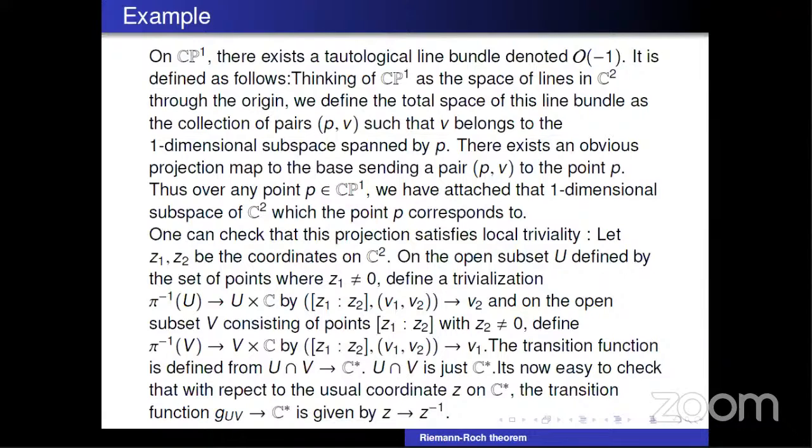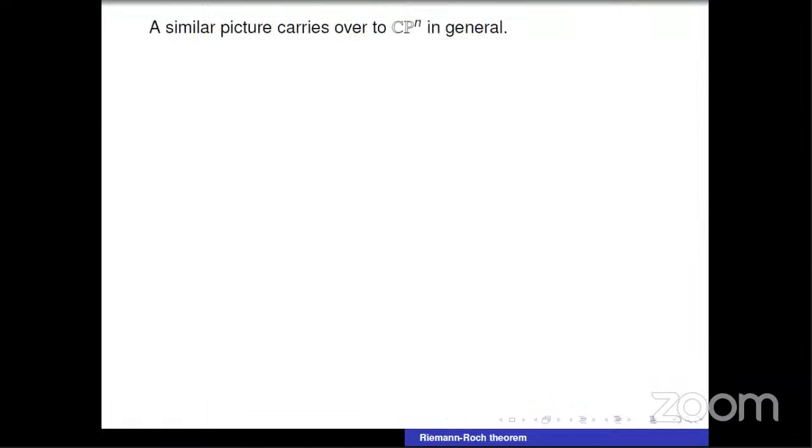So this is a concrete example of a line bundle, and a similar picture carries over to CPN in general. You will have to cover CPN by n plus 1 open sets where each of those homogeneous coordinates is non-zero, where each open set UI corresponds to the open set of points where the ith homogeneous coordinate is non-zero. On that you can trivialize this line bundle, and now the transition functions will be defined on all possible intersections. So this picture goes through almost identically to CPN as well.